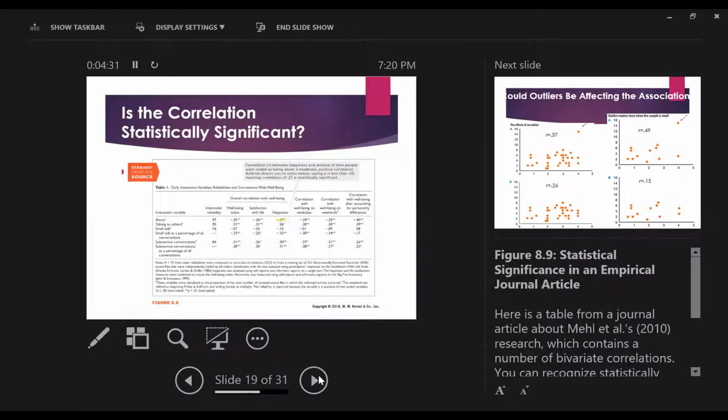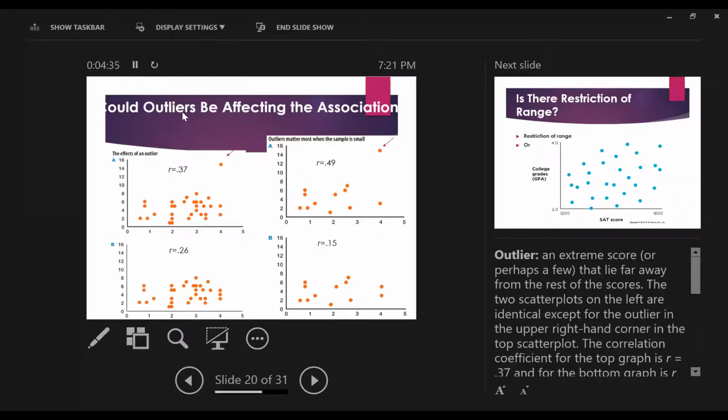Okay, here we go. Now, is it possible for an outlier to impact the strength of the association? And the answer is of course. If you look right here, these are the same plots, but this outlier right here has been removed from this B example. So do you see the R value and how much it changes from 0.37 to 0.26? Then you can see here again, if you remove this outlier, that's really way out in the middle of nowhere, how much that impacts it. It goes from 0.49 to 0.15.